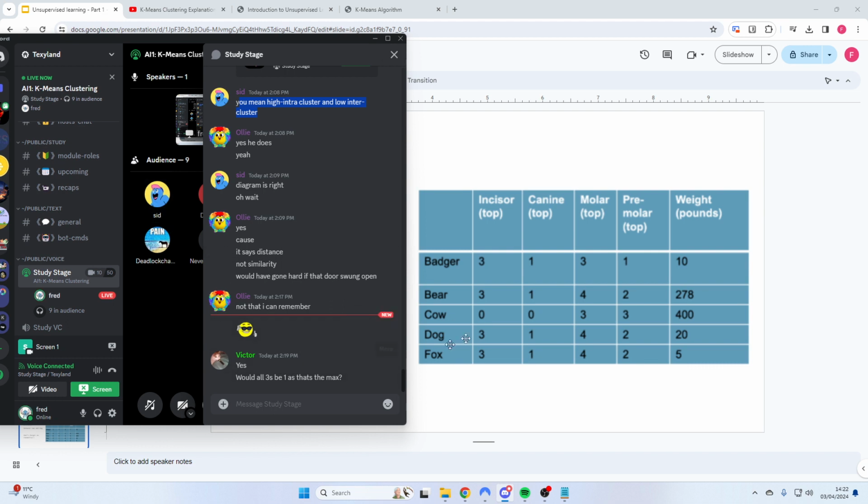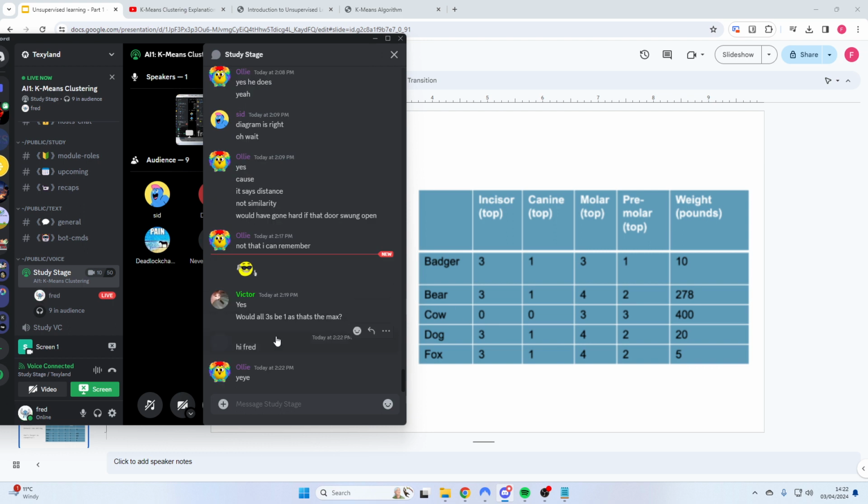Would all threes be 1? Yeah, so the minimum is 0 in scissor, and the maximum is 3. So 0 is now 0 in the new one because it's the minimum. 3 is now 1 in the new one because it's the maximum. And here we don't have any in-between values. So if we normalized all of these, it would be 1, 1, 0, 1, 1.